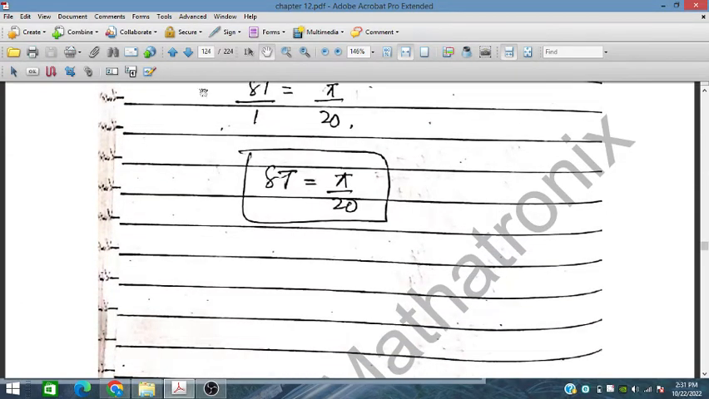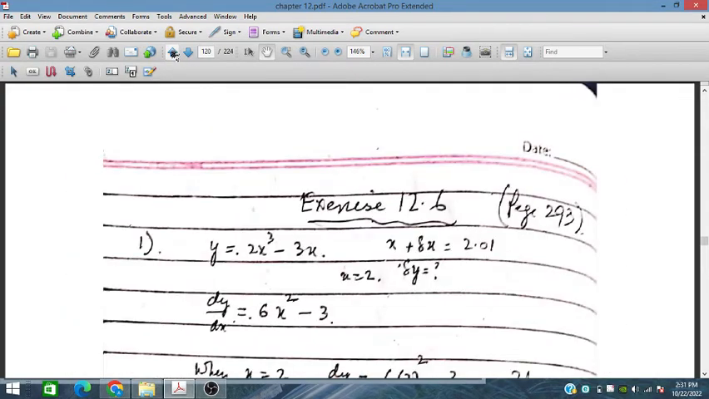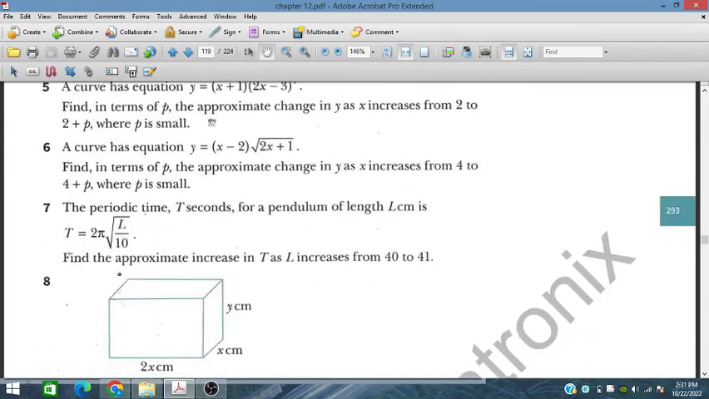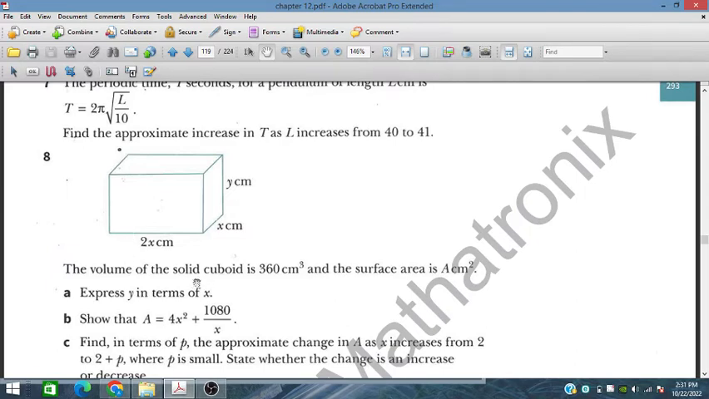Now move to problem number 8. The volume of a solid cuboid is 360 centimeter cube and the surface area is A centimeter square. Express y in terms of x. So we have to express y in terms of x. This is simply the multiplications. So we will see how it will show.